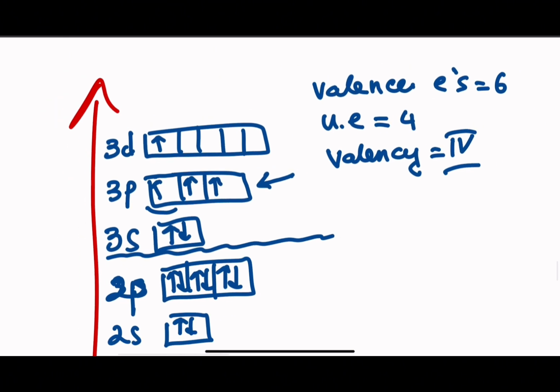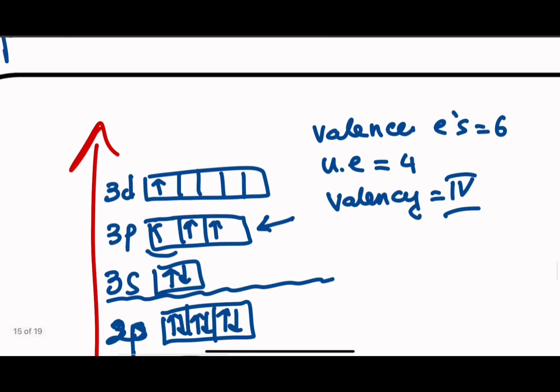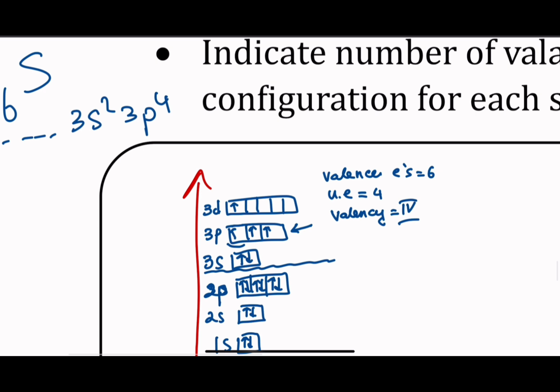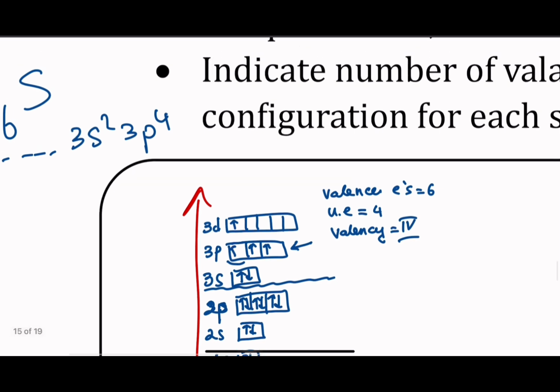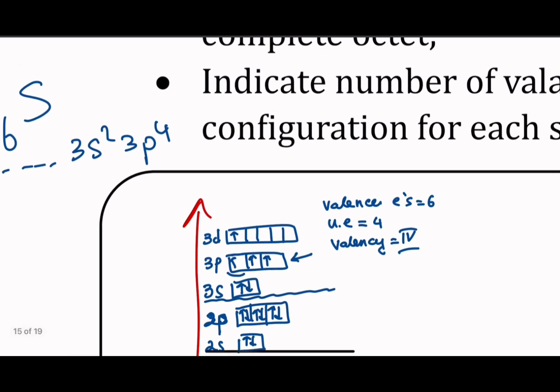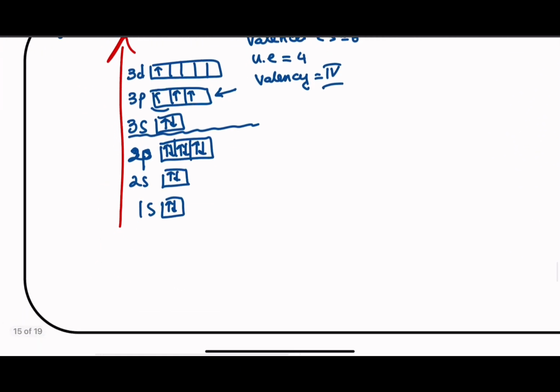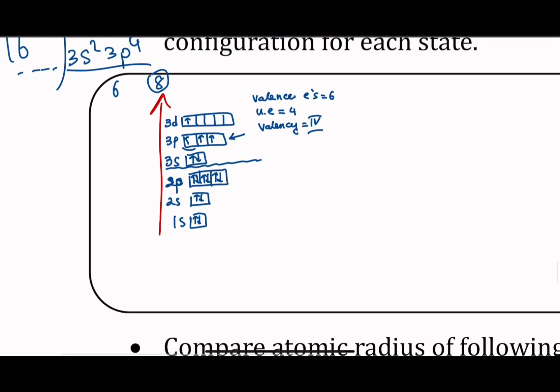And in order to complete the octet in all of the cases, you see how many electrons do I need? I have 6 electrons in here, right? Octet means 8, so I need to get 2 electrons to complete the octet in all of the cases, minimum excited or maximum excited state.